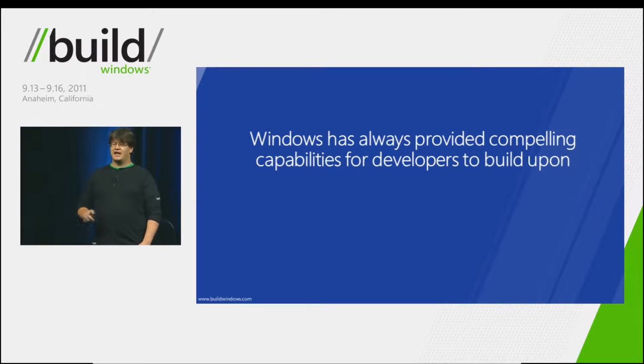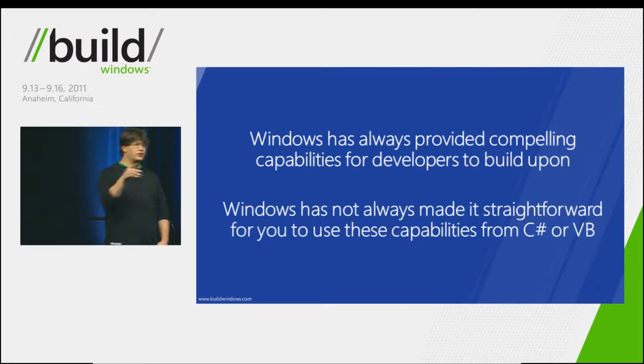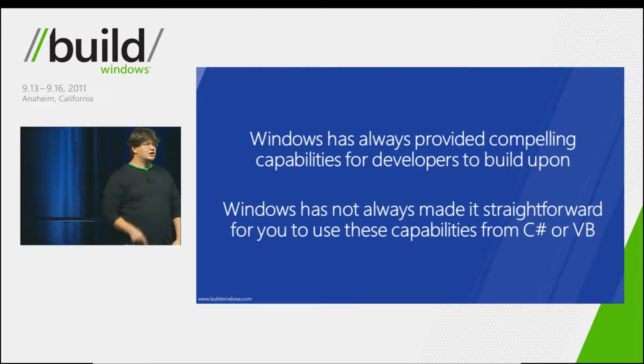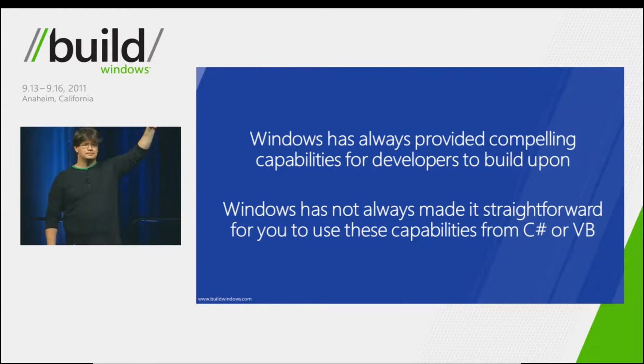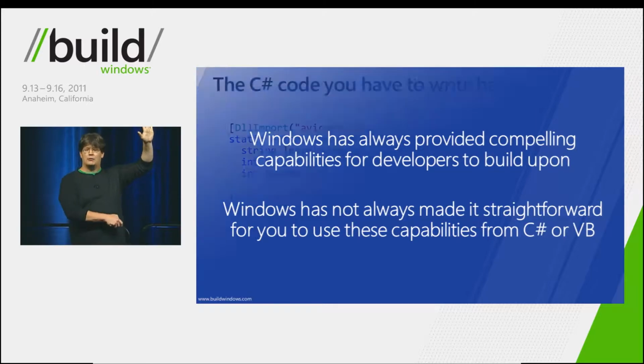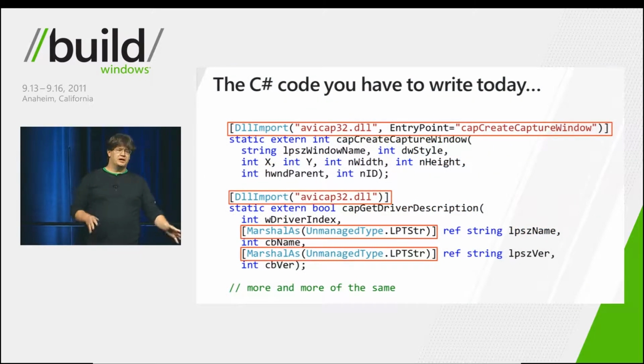What Windows doesn't have a particularly great history of is making it easy for you, the managed developer, to access those capabilities. Has anybody here ever actually tried to write C# code that accesses the webcam? A couple of people, right? Straightforward, that's not the word I would use to describe this code. It's hard, right? P-invoke, COM interop, rocket science.